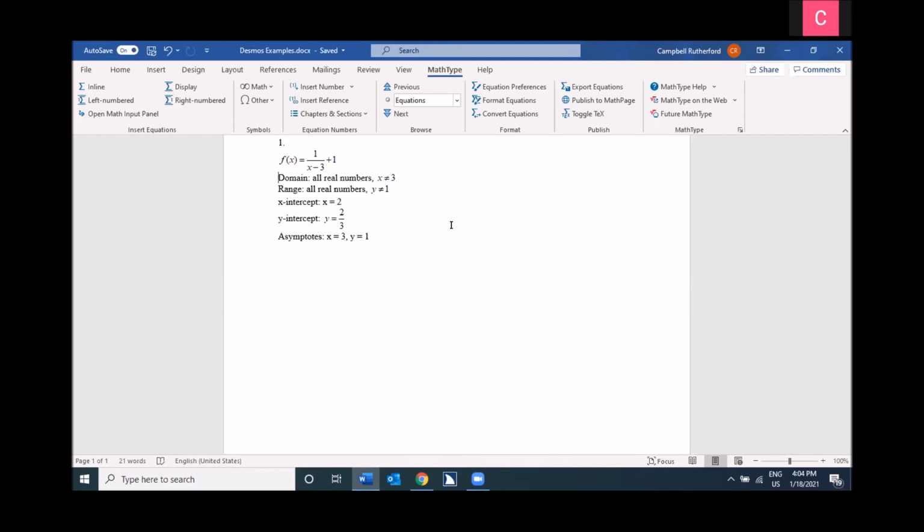Domain colon all real numbers. Math content X not equal to 3. Okay, because x is not defined at 3, that's why I say x not equal to 3. Range colon all real numbers. Math content Y not equal to 1.